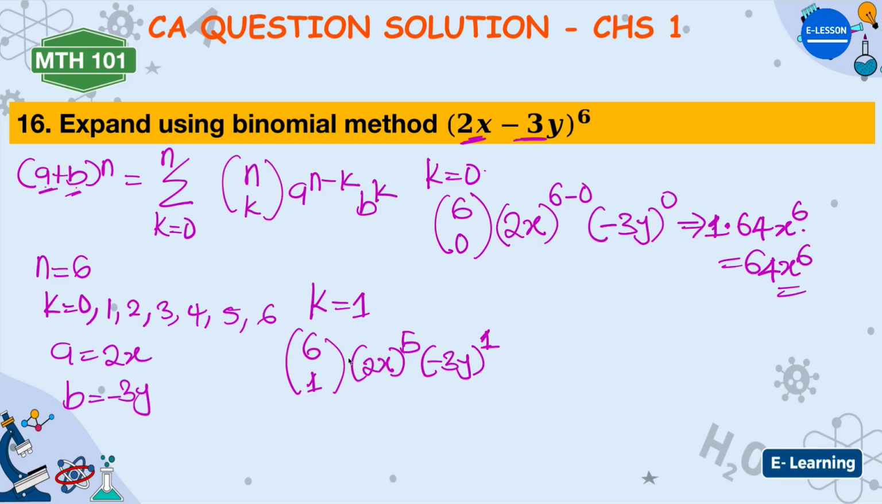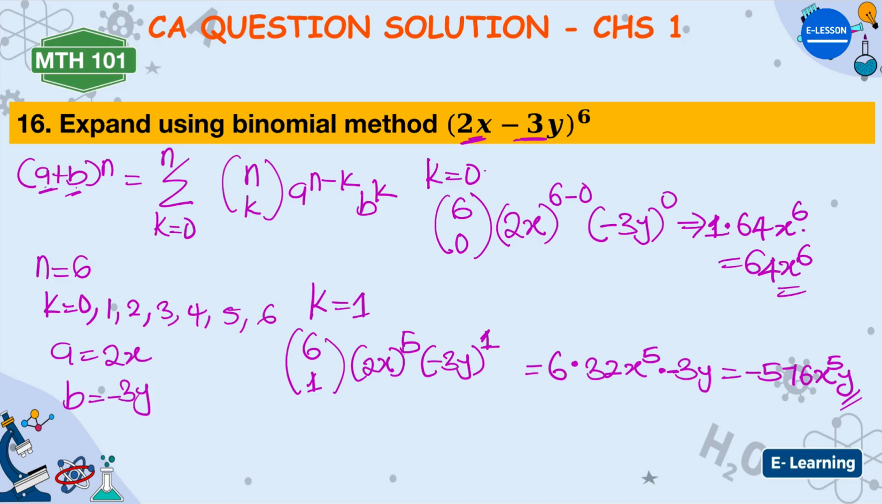Now, if you press this in your calculator, 6 combination 1, my dear student, is going to give us 6. Multiply by 2 raised to the power of 5, which will give us 32. x to the power of 5 will give us x to the power of 5. Multiply by negative 3y, because minus 3y raised to the power of 1 is still the same thing. When you punch this in your calculator, multiply everything here, that will give us minus 576x^5y.